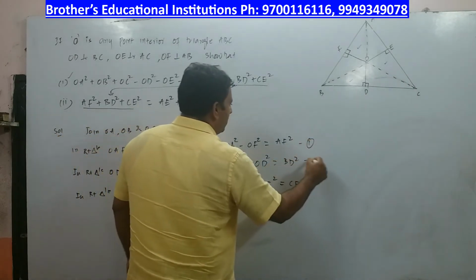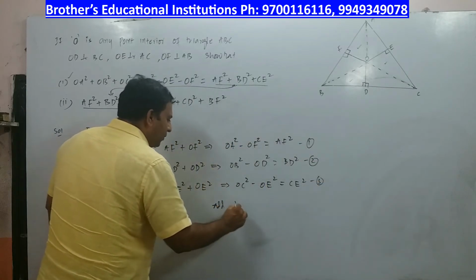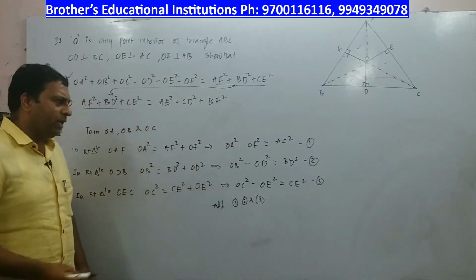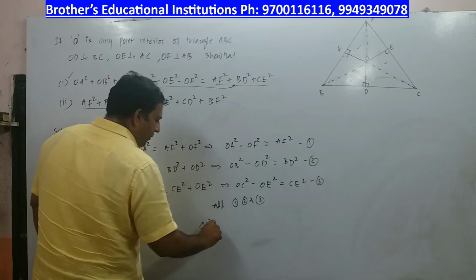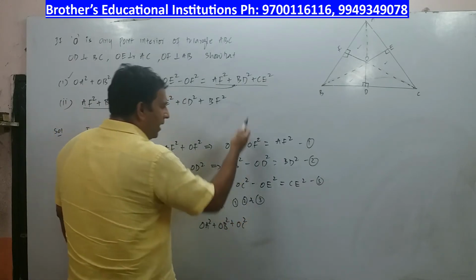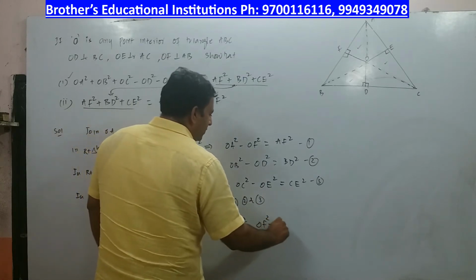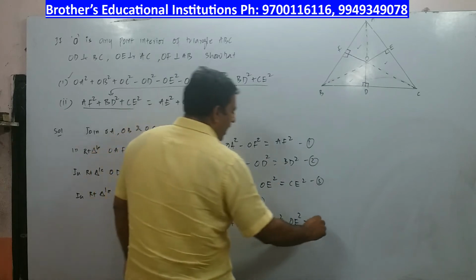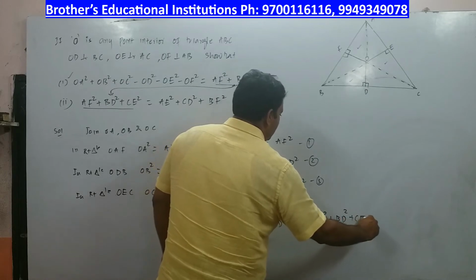Now what will I say? Call this as 1, call this as 2, call this as 3. I will say add 1, 2 and 3. When you add 1, 2 and 3, what am I going to get? I am going to get OA square plus OB square plus OC square is equal to minus OF square minus OD square minus OE square, and that is equal to AF square plus BD square plus CE square.